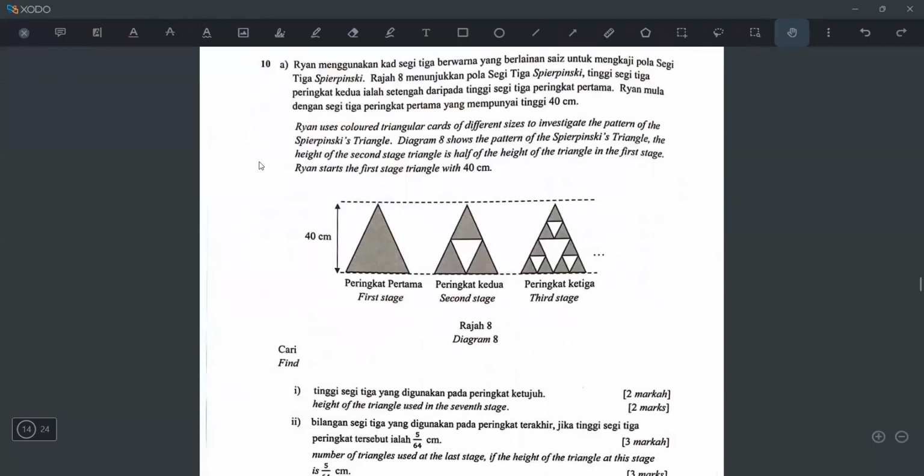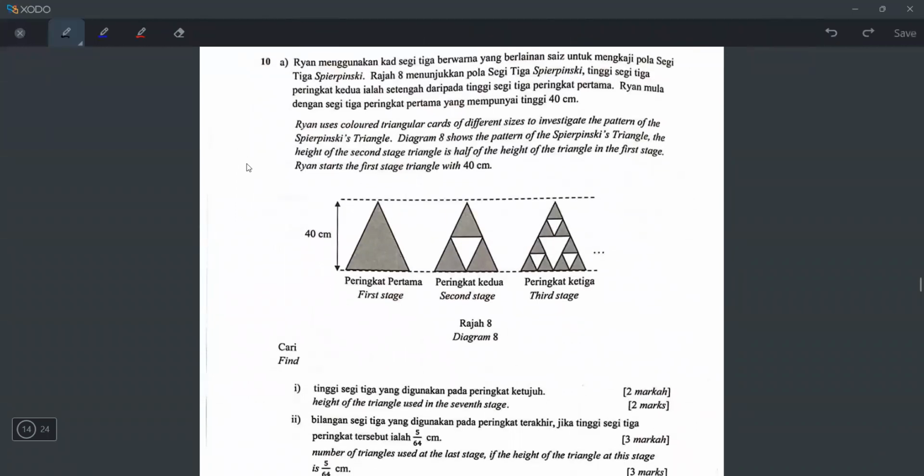Okay, let's go to number 10. Okay, number 10. Ryan uses colored triangle cuts of different sizes to investigate the pattern of Sierpinski's triangle. Okay, Sierpinski is a mathematician. He's the mathematician that created this pattern. So that's why the pattern is named after him. Okay. And then they say diagram 8 shows the pattern of Sierpinski's triangle. So this is the triangle pattern that he formed.